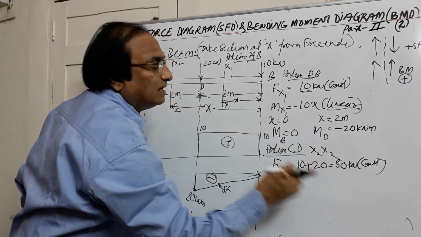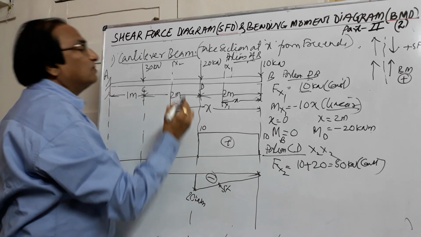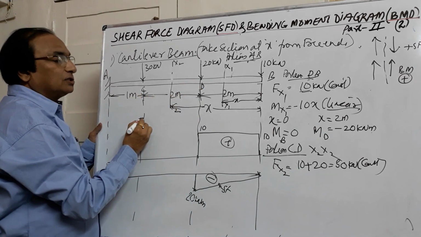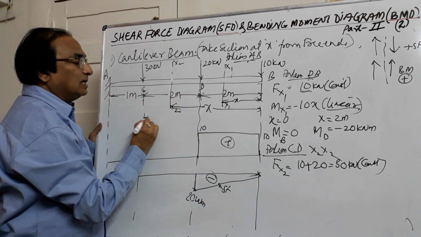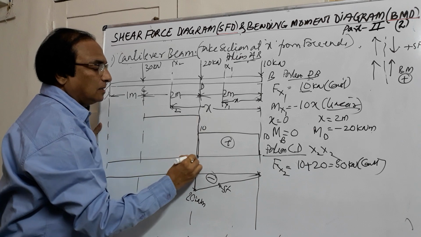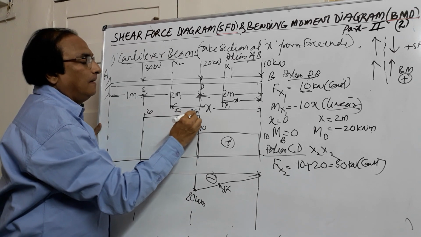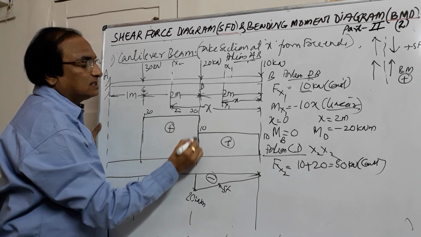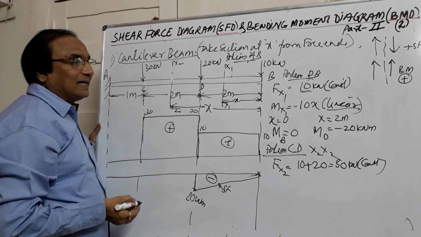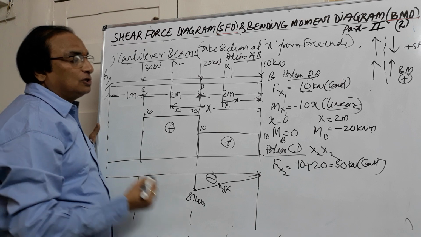Means there is no x here between C to D. So between C to D, the shear force is going to remain constant and it is 30 kilonewton from here to here. It is positive. See, this is 10. The ordinate should be more than 10 here. So this is positive shear force.